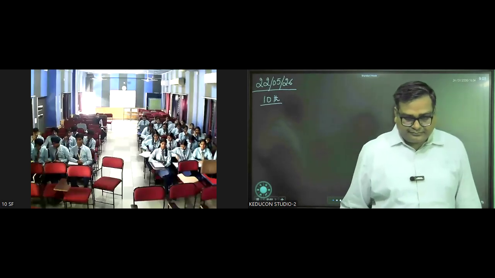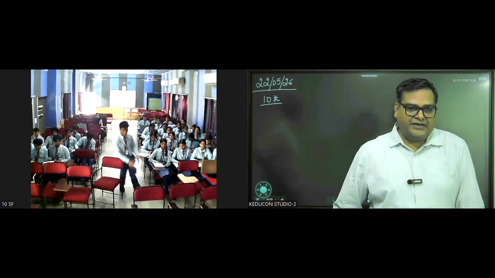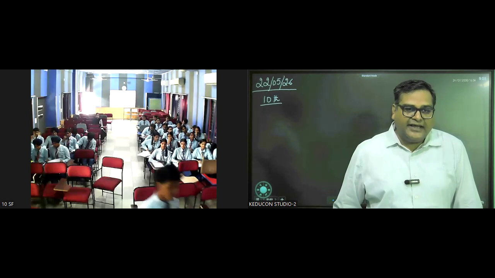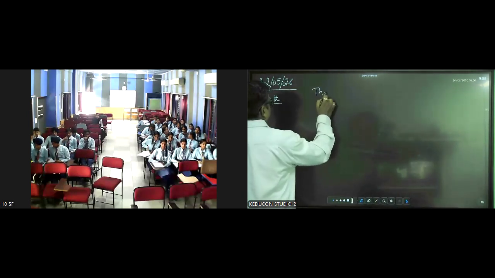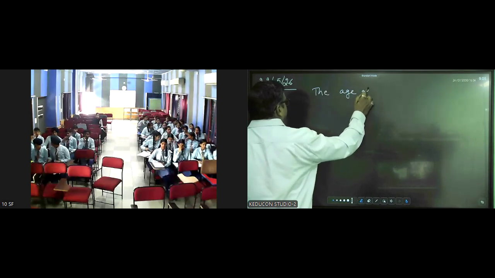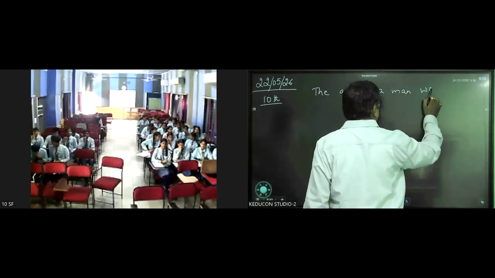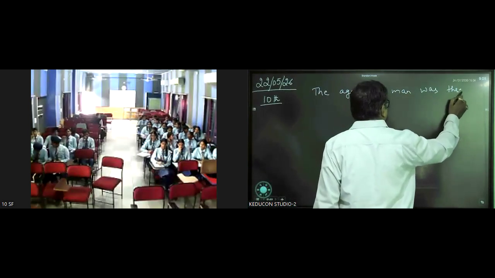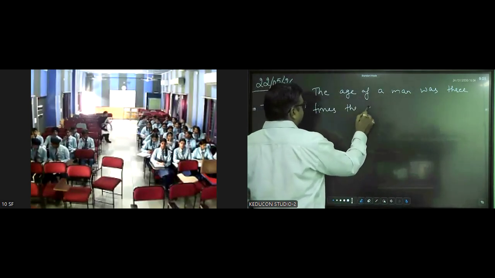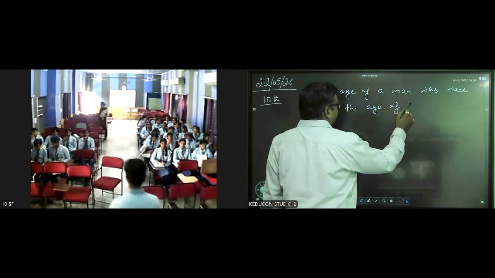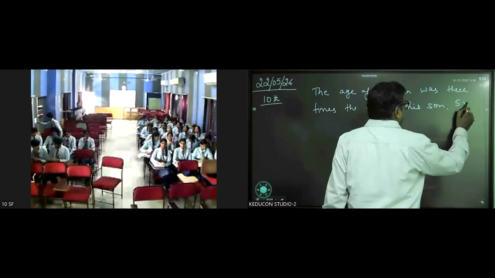So, for example, if I say the age of a man was three times the age of his son 5 years ago.